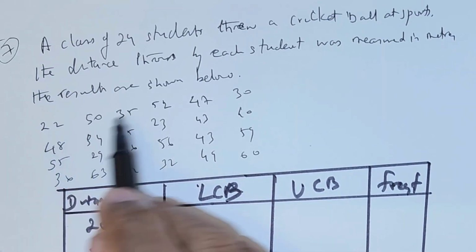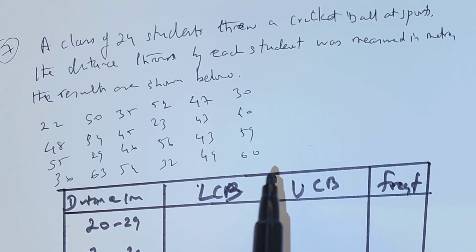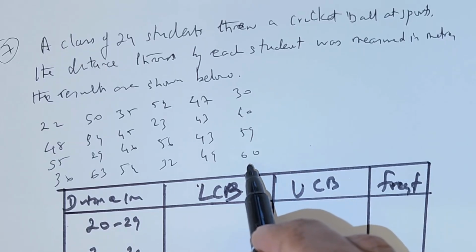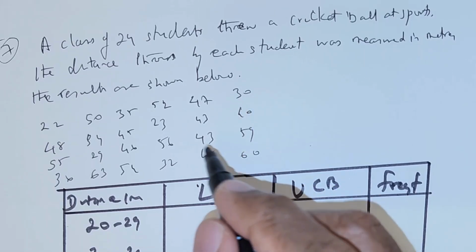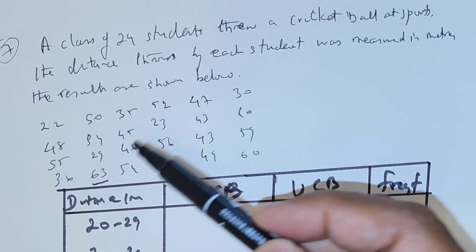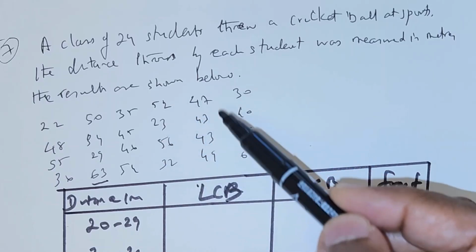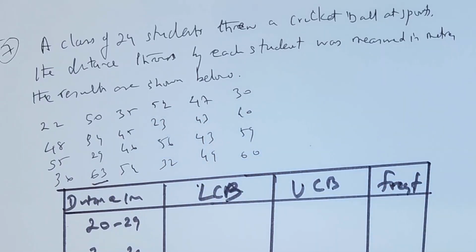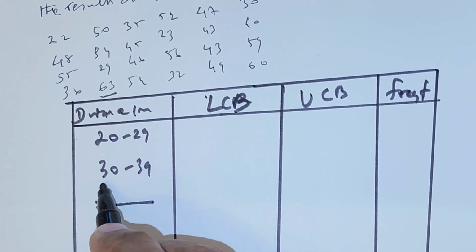Go back to the data given and locate the largest value that you can see. What is the largest entry you can see? I can see a 60 here, but is 60 the largest value? No, 60 is not the largest value. Look at the largest value. So there is one large value, 63, and then is there any other value? No, 63 is the largest value, but the values given from the table are 20 to 29, 30 to 39.